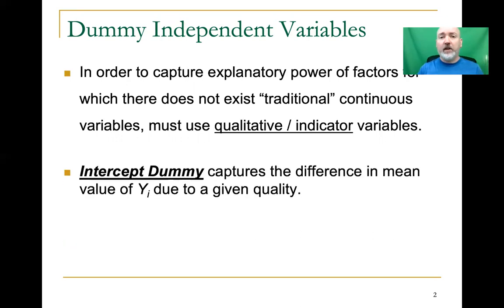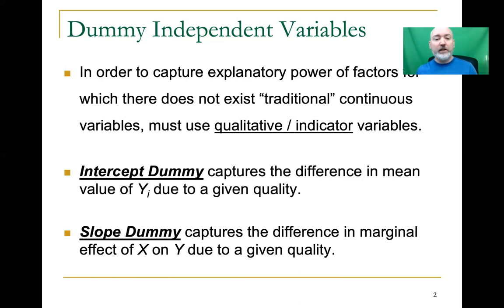And the way we've seen this up to now, it's been as a quote unquote intercept dummy, where the treatment group is going to have the same slope, the same marginal effect of x on y, but a different intercept. The average value of the predicted y will be different across the two groups, higher or lower, depending on the sign of that dummy coefficient.